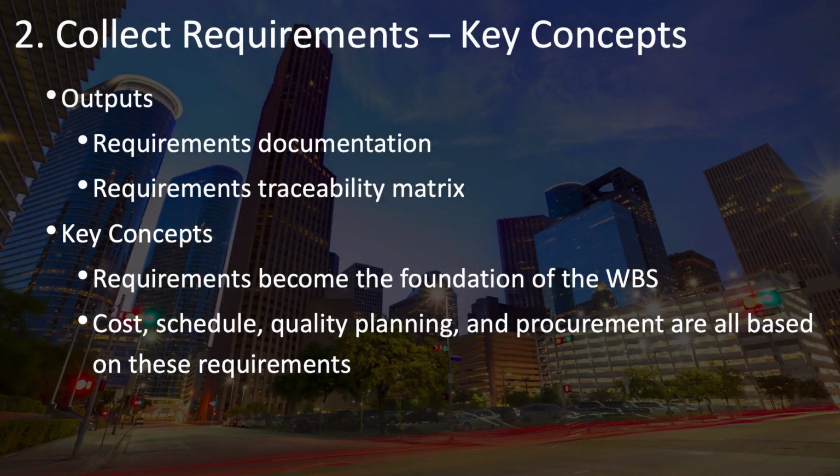With your scope and requirements management plans in place, you're now ready to start collecting requirements. The main outputs of the collect requirements process are the requirements documentation, which includes all those details about the requirements, and the requirements traceability matrix, which you'll use to help trace the requirements through the life cycle of the project. Some key concepts to remember are that the requirements become the foundation of the work breakdown structure, and that cost, schedule, quality planning, and procurement are all based on these requirements.